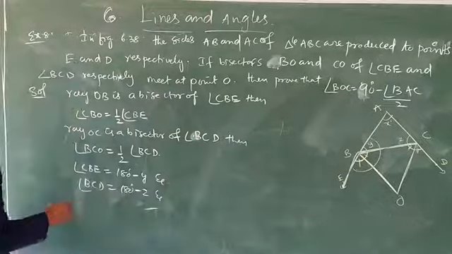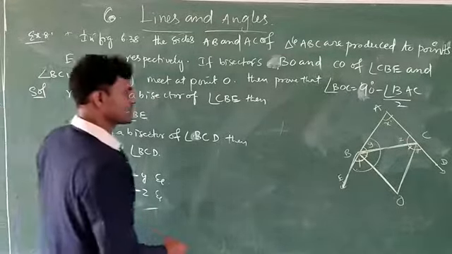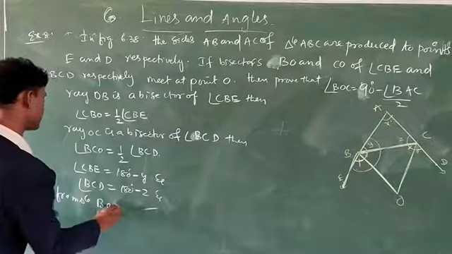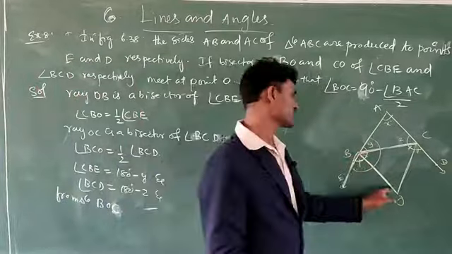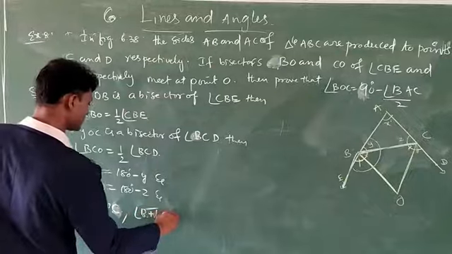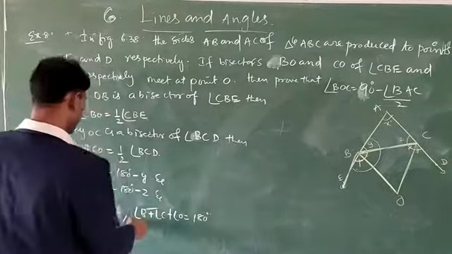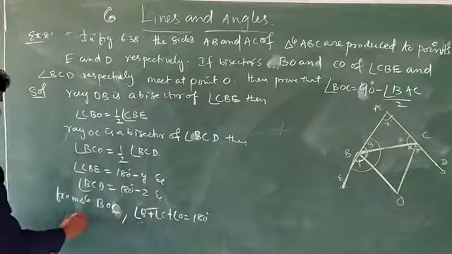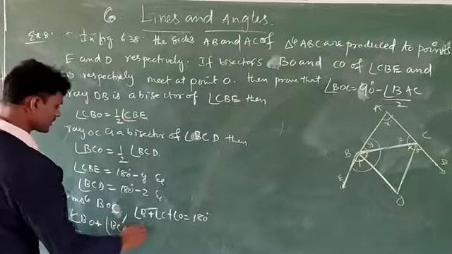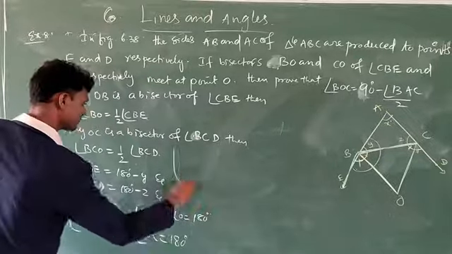Now from triangle BOC, the sum of these three angles is equal to how many degrees? 180 degrees. Then you can write here angle B plus angle C plus angle O is equal to 180 degrees. Okay, here angle B means angle CBO plus angle BCO plus angle BOC is equal to 180 degrees.